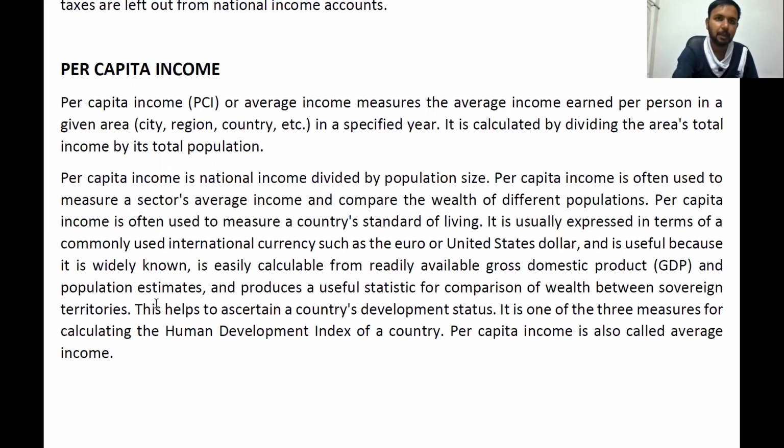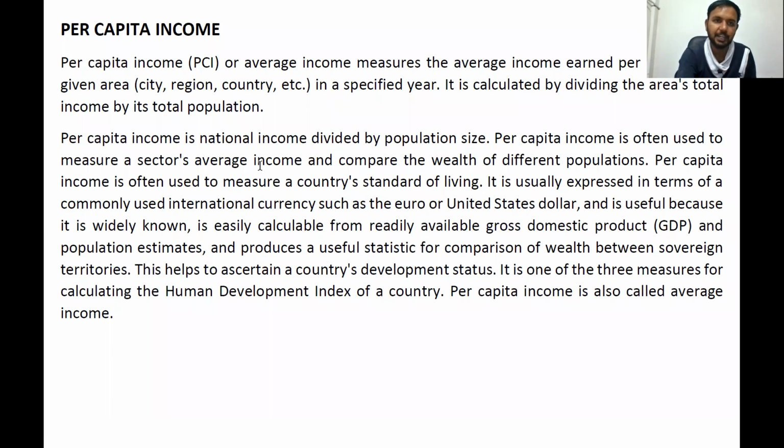We will read it. Per capita income or average income measures the average income earned per person in a given area, city, region, country, etc. in a specific year, which is known as per capita income. It is calculated by, guys, you need to focus on this line. It is calculated by dividing the area's total income. As an area, we will see the country. So it is calculated by dividing the country's total income by its total population. Means when we divide a country's total income by the total population, we will get per capita income.